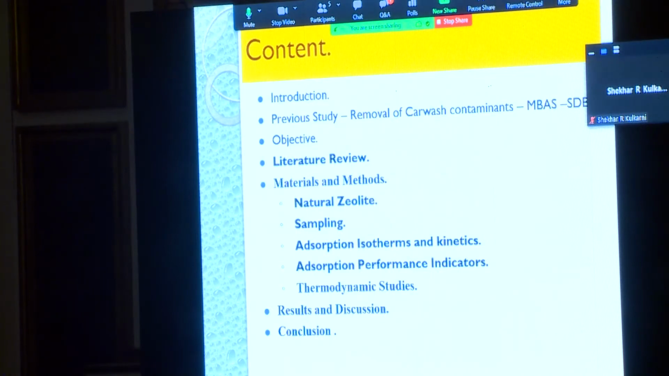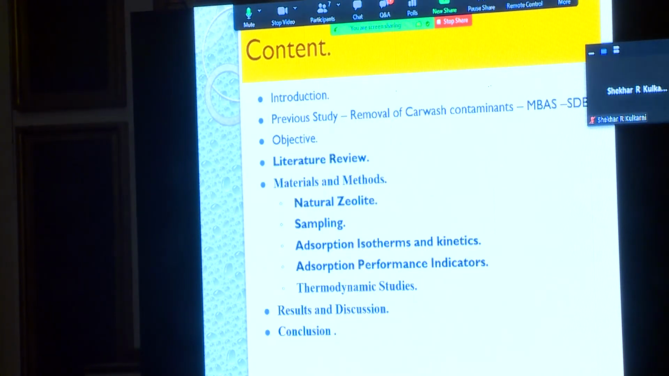After that, let me go over what we will show in the presentation. We will start with an introduction, as I said before. Then the previous study, and now I will clarify the previous study. As I said before, we started to treat the wastewater by classical or traditional methods, which are sedimentation followed by flotation and then filtration, sand filtration, and we found that the removal efficiency is minimal. So when we got these results, we decided to go for further investigation by adsorption.